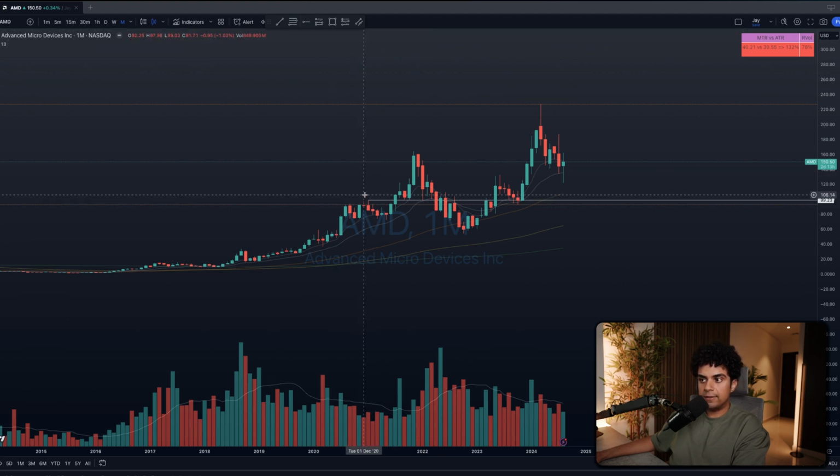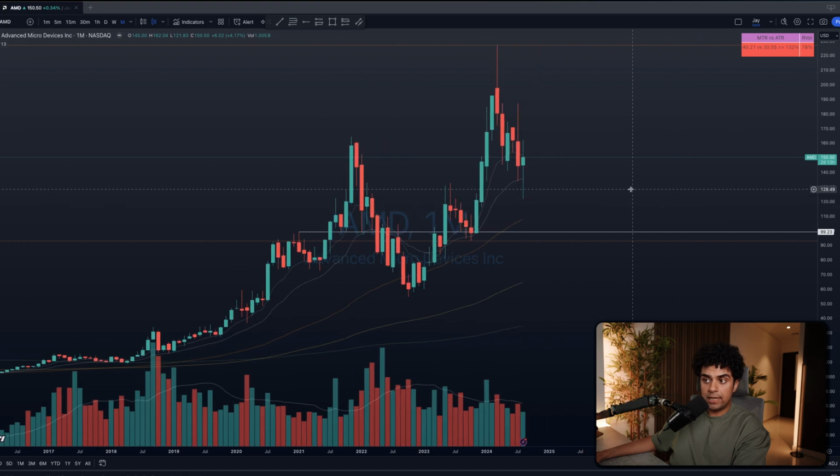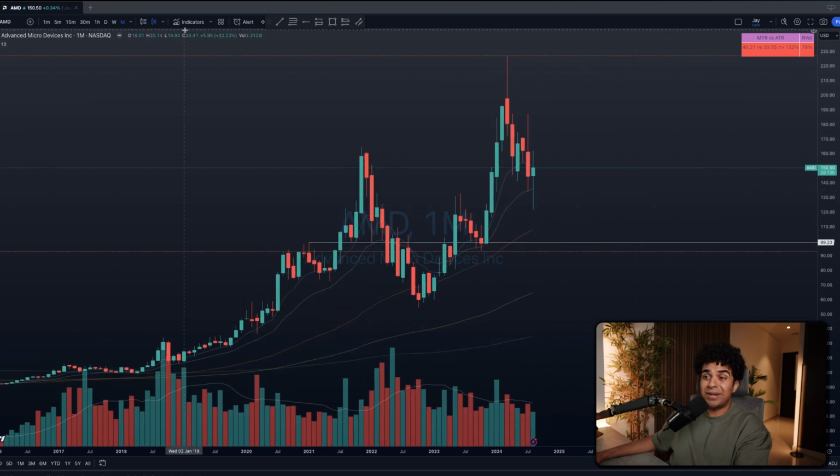I can mark my level right here, resistance right here. We can see on the monthly chart, resistance turned into support, turned into resistance again, support again. But this level is not important to us because as of now, AMD is holding near $150. So this level is very far away from the current price. So for this video, I'm going to mark this level, but you don't have to.